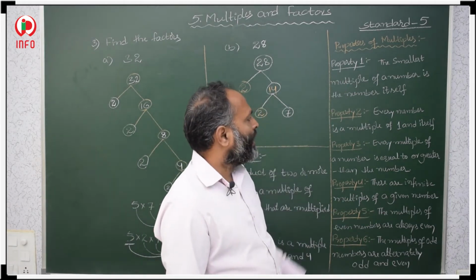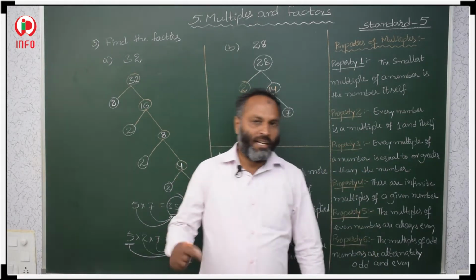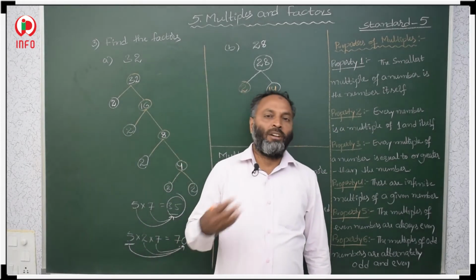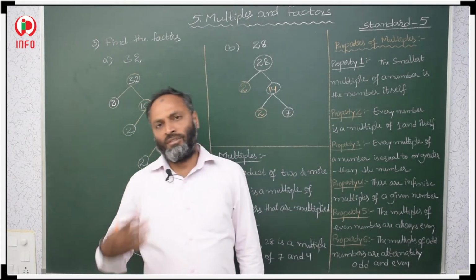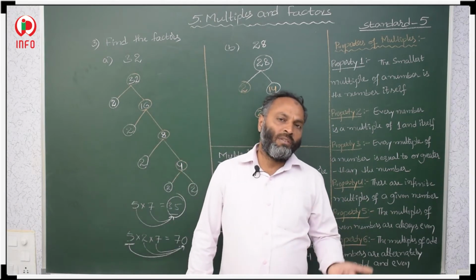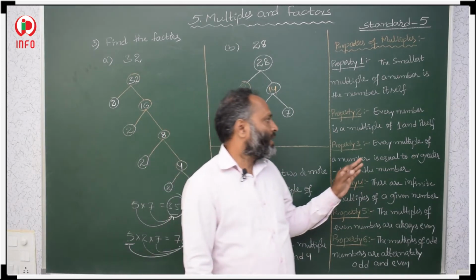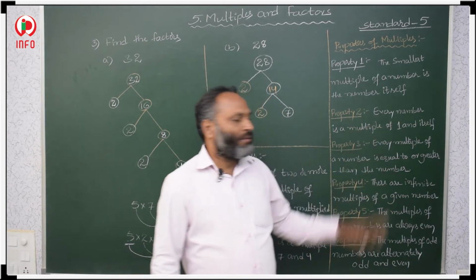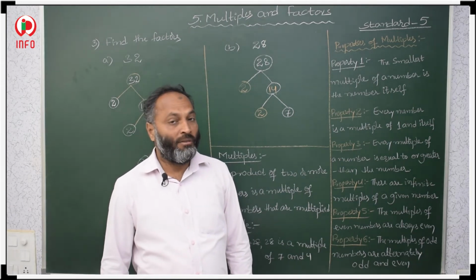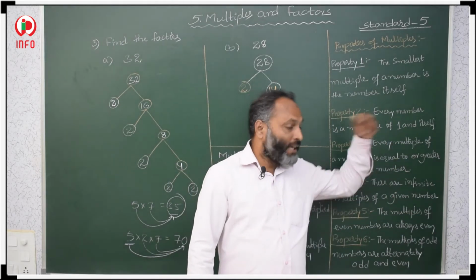Second property: every number is a multiple of 1 and itself. In the 1 table all the numbers will come: 1 twos are 2, 1 threes are 3, 1 fours are 4, 1 fives are 5, 1 sixes are 6. So every number is a multiple of 1, as well as of itself.